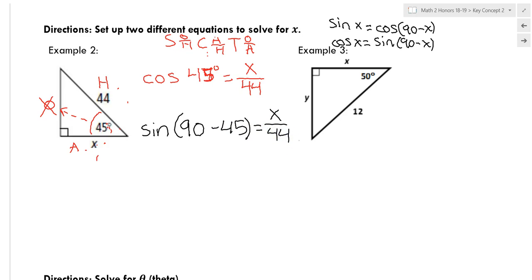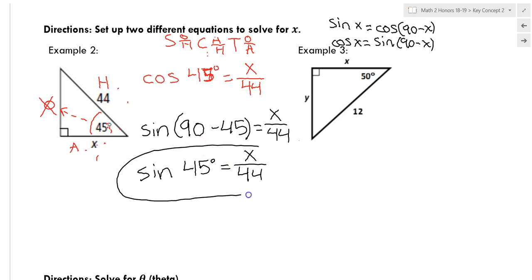The sine of 90 minus 45 equals x over 44. And I'm actually going to subtract those. The sine of 45 degrees equals x over 44. So those are my two equations I can write. These angles won't always be the same. It's just because 90 minus 45 is still 45.